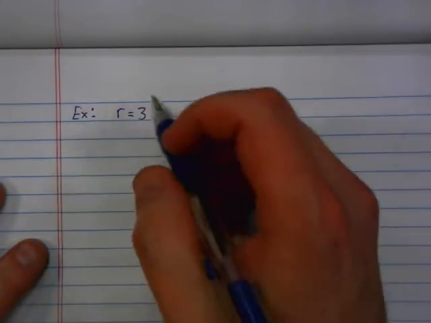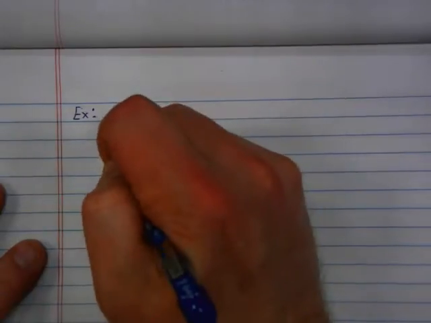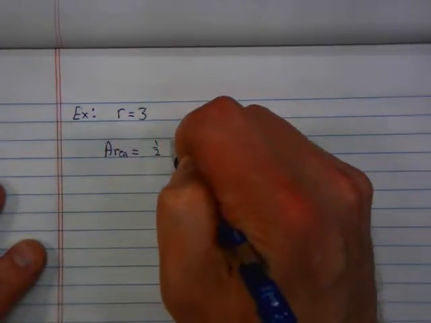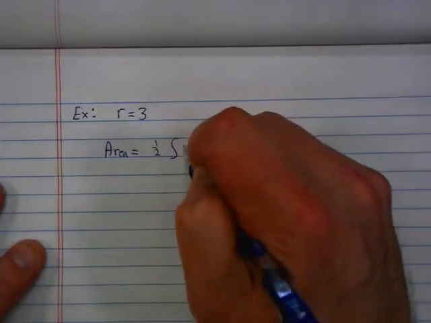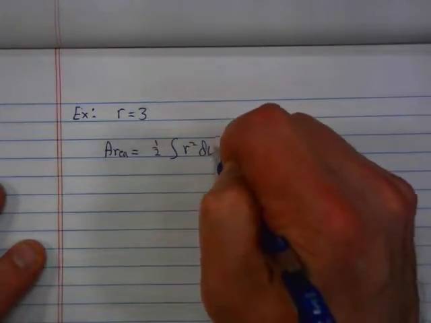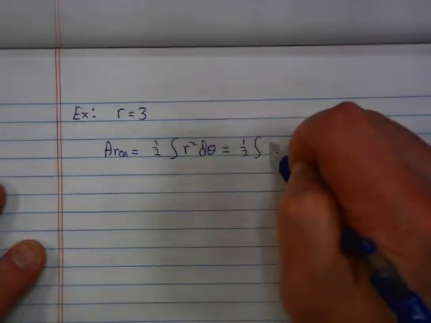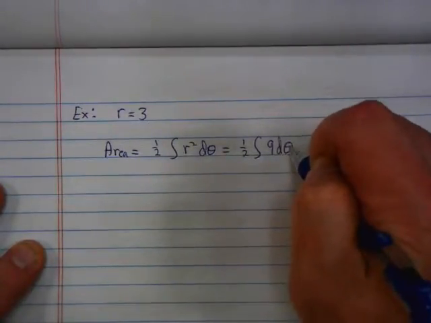So, we know what the area should be. This is a circle with center at the origin, radius of 3. What's the area of a circle with radius 3? Should be 9 pi, correct? Okay. So, according to our formula, area should be 1/2 the integral of r squared d theta. That's 1/2 the integral of 9 d theta.